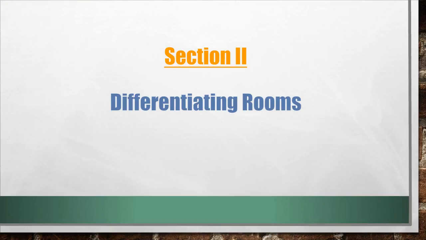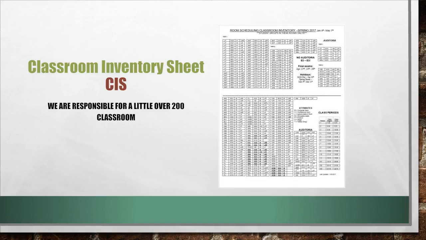Section 2 will focus on differentiating classrooms that can be assigned by the room scheduling team based on the request type received. The Office of the University Registrar is responsible for scheduling a little over 200 classrooms. The classroom inventory sheet, or CIS, assists us to manage room designations so that academic space can be scheduled effectively and efficiently. The classroom inventory sheet can be found in your internal training folder under Room Scheduling Ad Hoc Event Training.